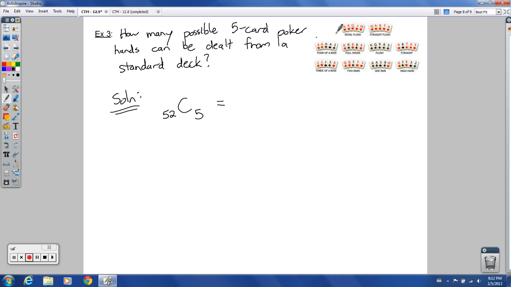Does order matter? Would an ace, king, queen, jack, 10 be the same as a jack, king, 10, queen, ace? Yeah, the order's not going to make a difference. So because of that, we have 52 factorial over n minus r factorial, which would be 52 minus 5 factorial, and then don't forget to multiply that by r factorial on the bottom.